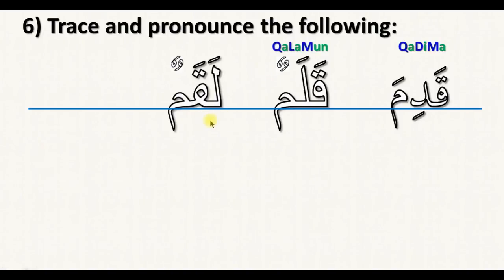Here you have Q in the middle of the word. L, Q, M, dots, vowels. LA la, QA ko, MUN mun, lakomun.